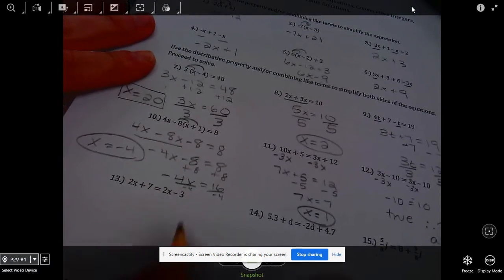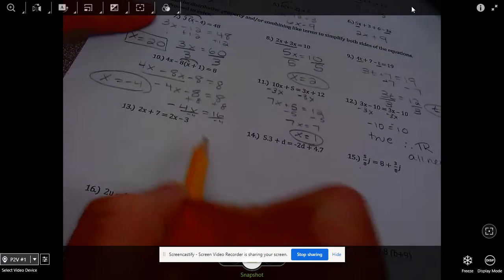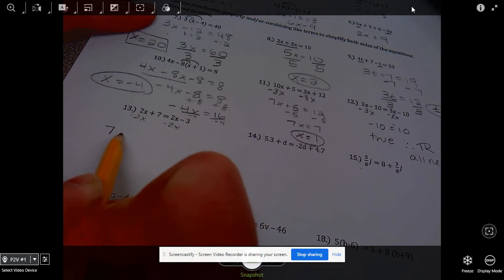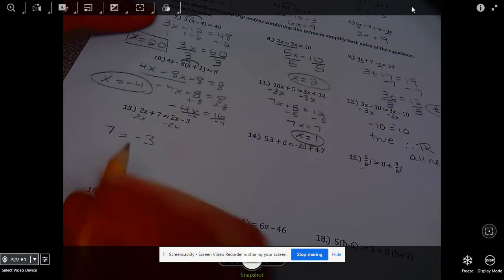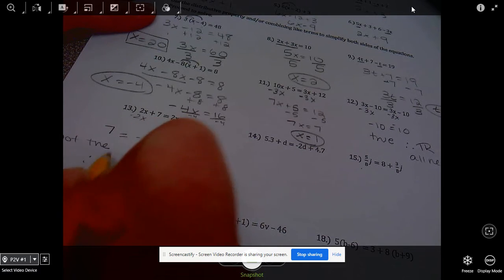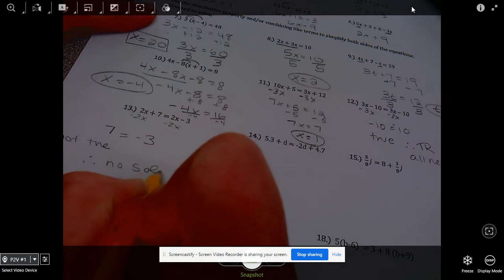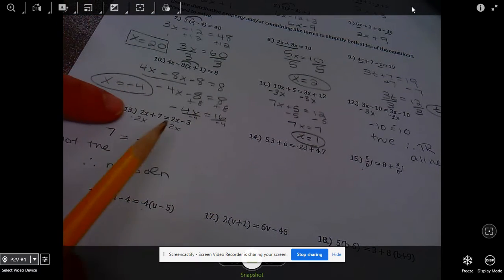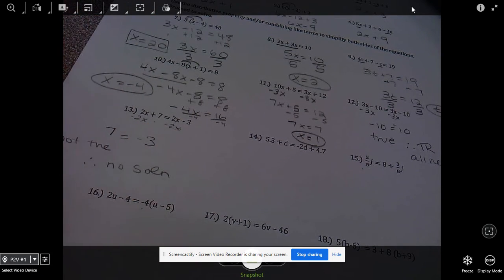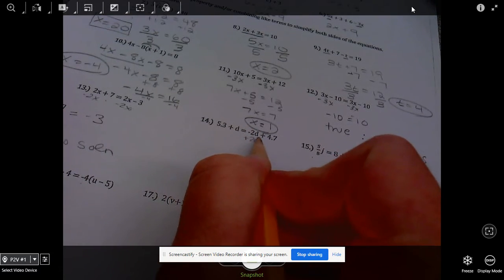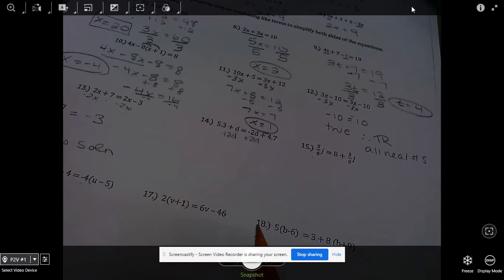Number 13, we have a similar situation. We remove 2x from both sides, and we get 7 equals negative 3. This is not true. Therefore, there is no solution. No solution will work. Well, think about it. This one's always going to be 7 more, and that's going to be 3 less. They'll never be equal.